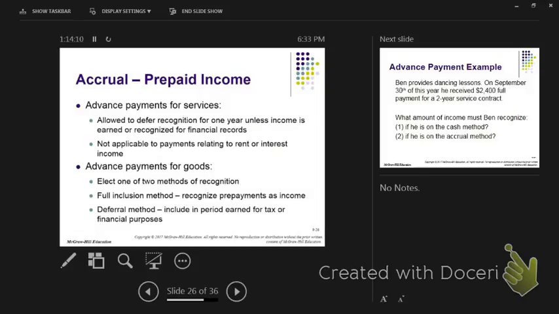But for advance payment for services, you can defer recognition for 1 year unless income is earned or recognized on the financial records. It just depends on how we're doing on prepaid. Advance payment for goods, you can elect 1 or 2 payments of recognition. These 2 things right here, the advance payments, that's really where we're taking it a little bit more into the advanced. Okay. And you're just not going to see it.